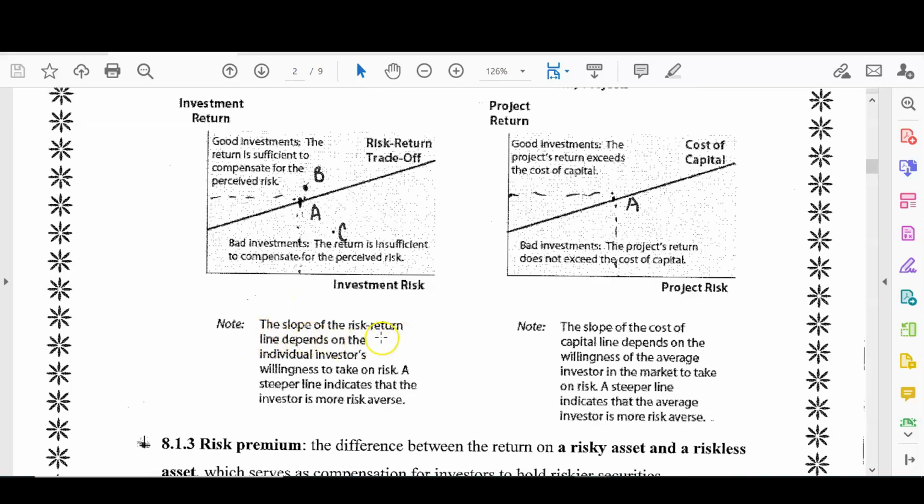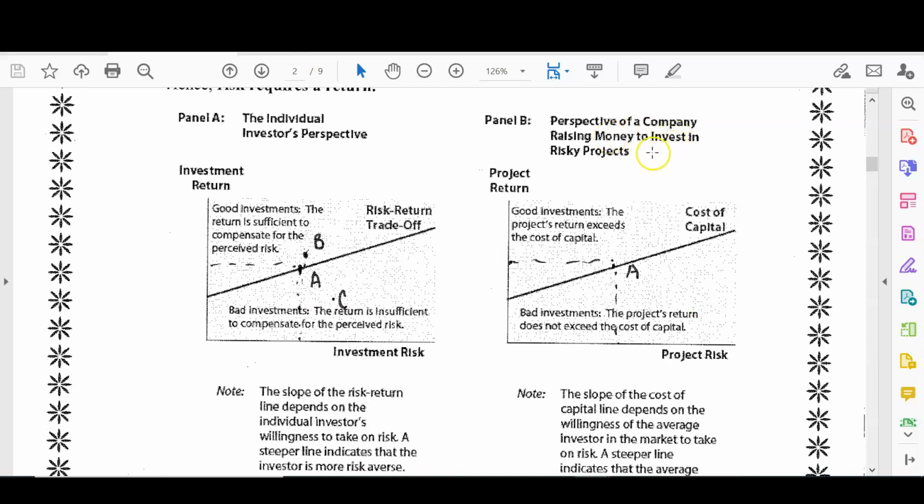The slope of the risk-return line depends on the individual investor's willingness to take on risk. A steeper line indicates that the investor is more risk averse. So when someone is more risk averse, the line becomes steeper, and for the same level of risk, the person requires a higher return because the person needs more compensation for undertaking the same level of risk.